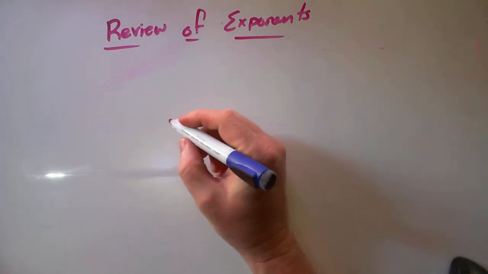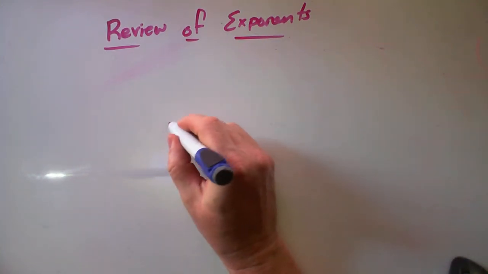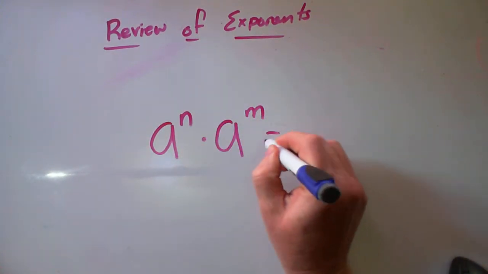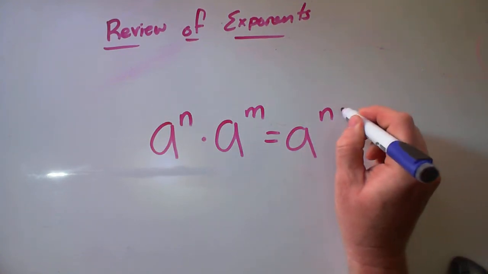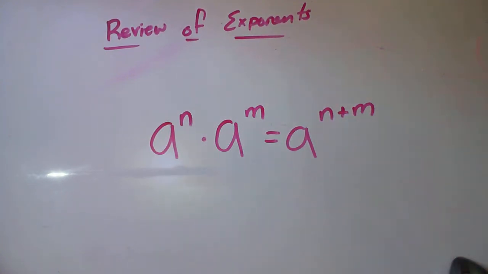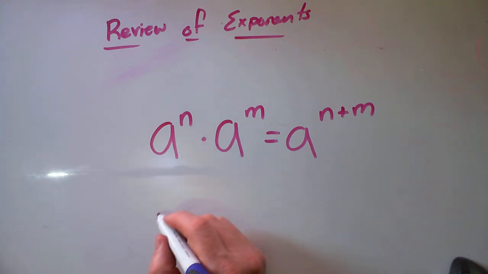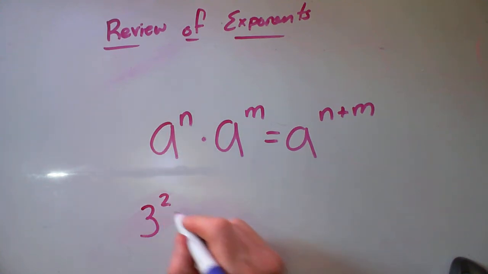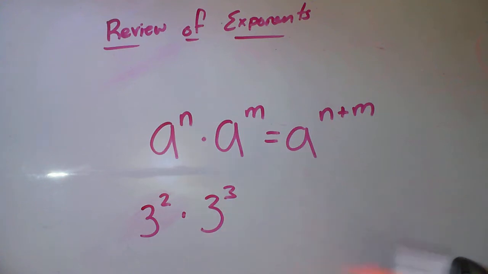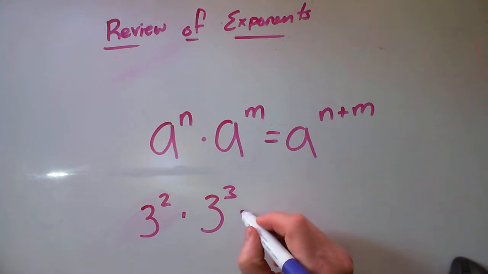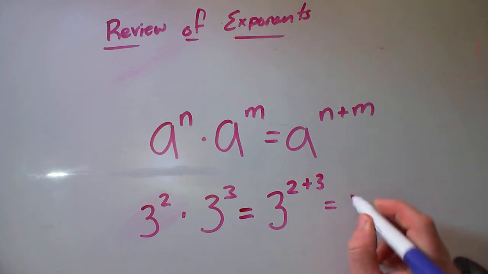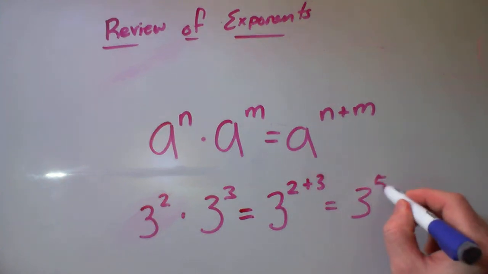When we multiply like bases, so you have a to the n times a to the m, that will equal a to the n plus m. In terms of numbers, if you had 3 squared times 3 to the 3rd, that's the same thing as 3 to the 2 plus 3, which is 3 to the 5th.